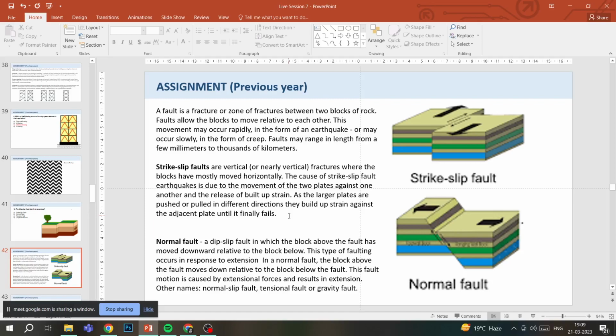So there are two pieces of land and it's a vertical fault. It's not inclined, it's vertically located. And what happens in strike slip fault is that this fault and then these two lands, they move horizontally.